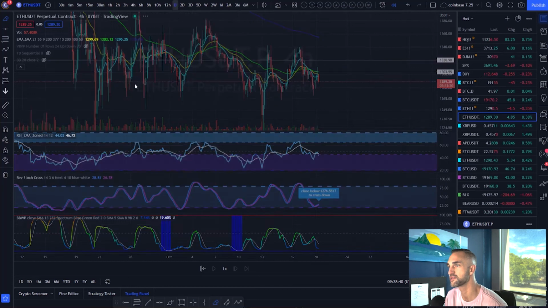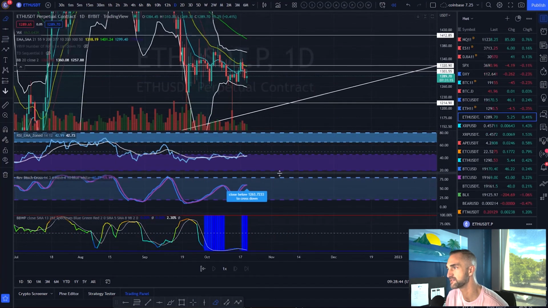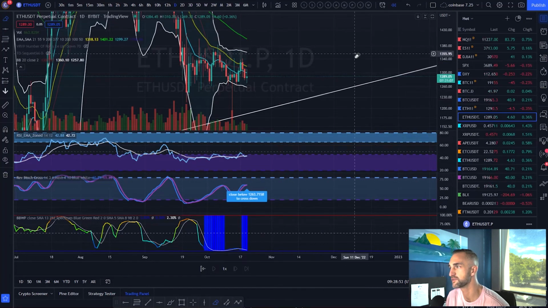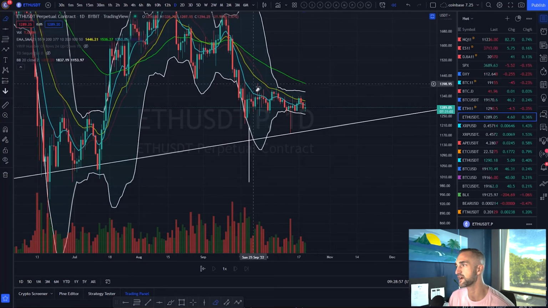So let me get the daily time frame, the Bollinger Bands out. And this is just a really easy way to grasp the greater move for Ethereum. The same thing is happening. The Bollinger Bands are extremely tight, and you can see this right here.